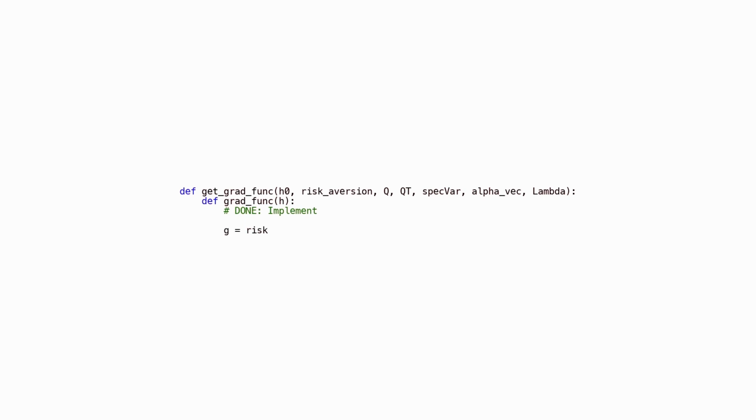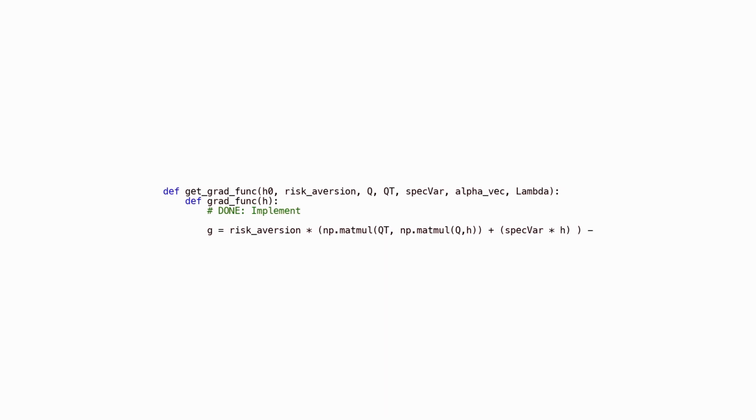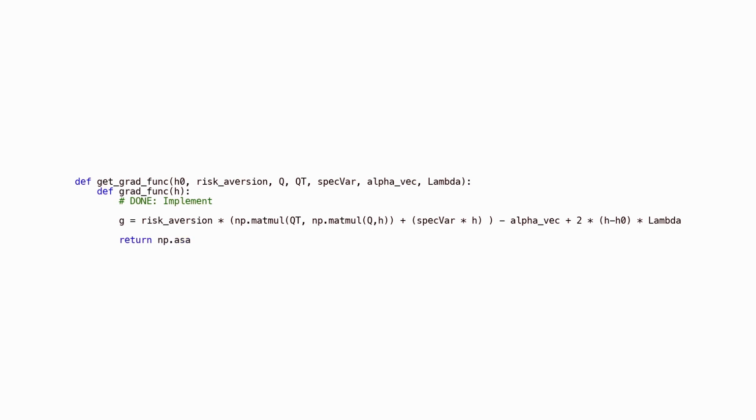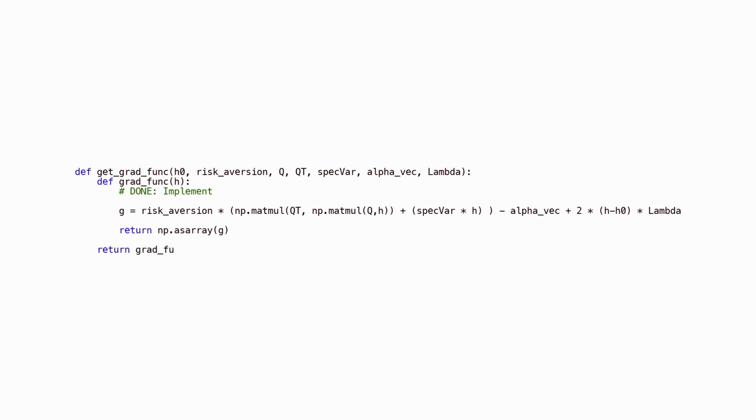This code defines a function called getGradFunc that takes in several input parameters, including h0, risk aversion, q, qt, specvar, alphavec, and lambda. The function then defines an inner function called gradfunc that takes in one parameter called h. This inner function uses the input parameters to perform calculations and return a numerical solution. The calculation involves matrix multiplication, addition, and subtraction, and appears to be related to a mathematical optimization problem. The result of this calculation is then returned as a NumPy array. Finally, the outer function getGradFunc returns the inner function gradfunc as its final result. Overall, this code likely represents a specific implementation of an algorithm or mathematical formula used for data analysis or modeling.